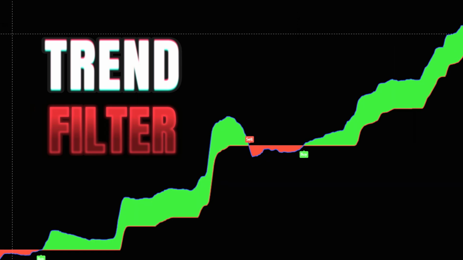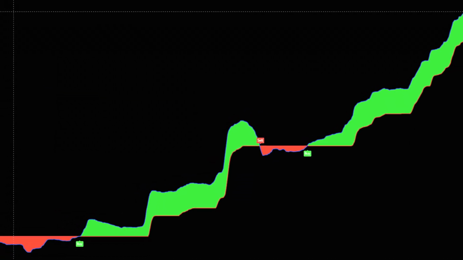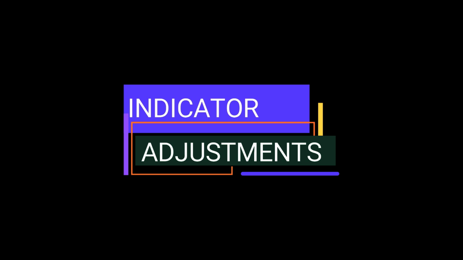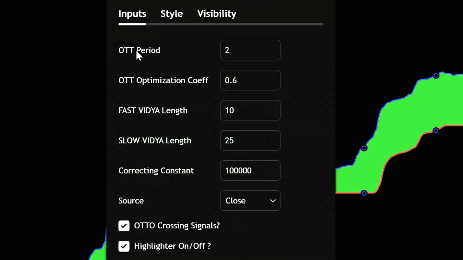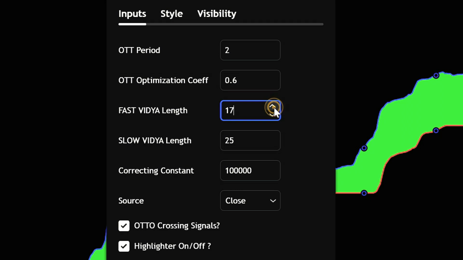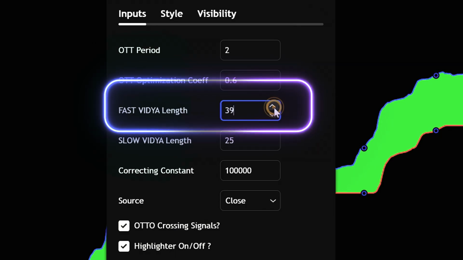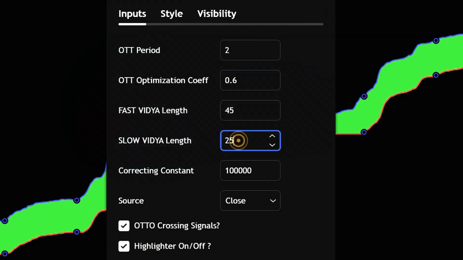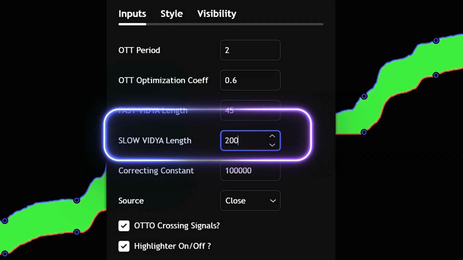I prefer to simplify and use this one for a single job, telling me if the overall momentum is bullish or bearish. And setting it up for this purpose is super simple. I just go into the indicator settings, and this is a key part of making any tool your own. And I change the fast link to 45. And the slow link to 200. The numbers aren't magic, they just align with how I like to view short-term and long-term momentum.